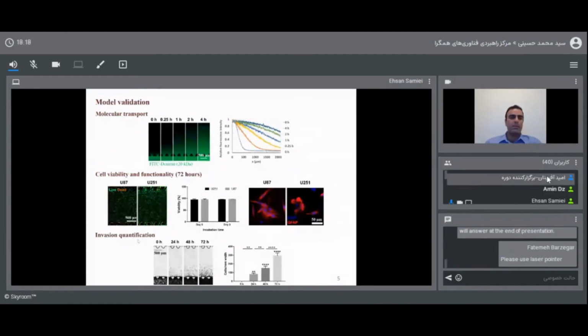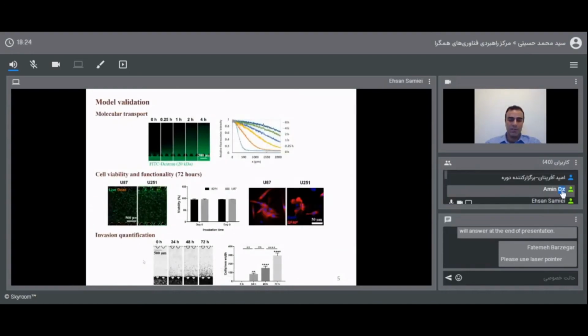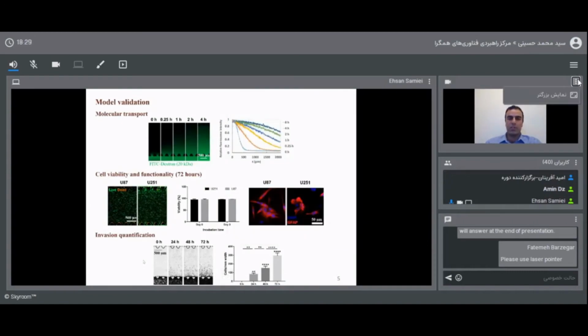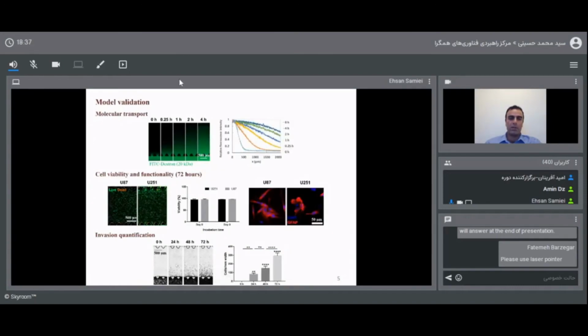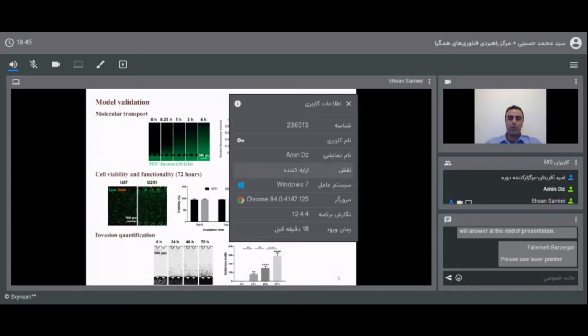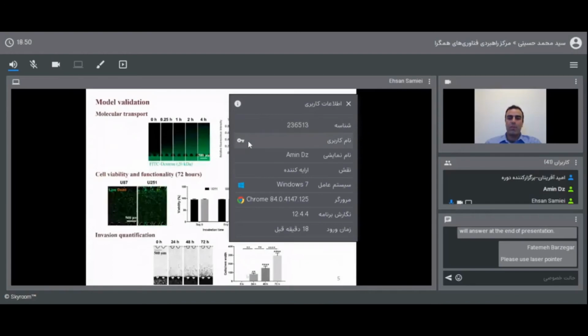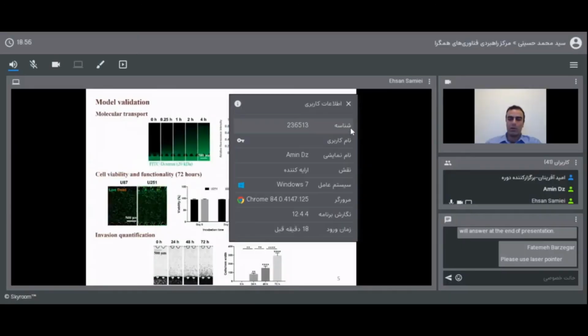One of the capabilities of our model was quantifying invasion, and we were aiming to use this as an additional parameter for studying the effect of drugs on the tumor cells. So in this image, we studied the number of invaded cells into the side compartment, the stromal compartment, and monitored it at 24-hour intervals, and we observed a reproducible pattern where the number of invaded cells increases over the period of culture.